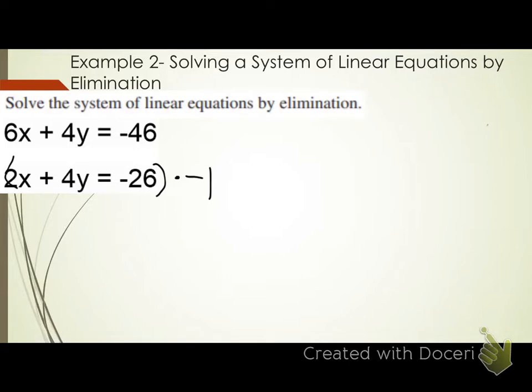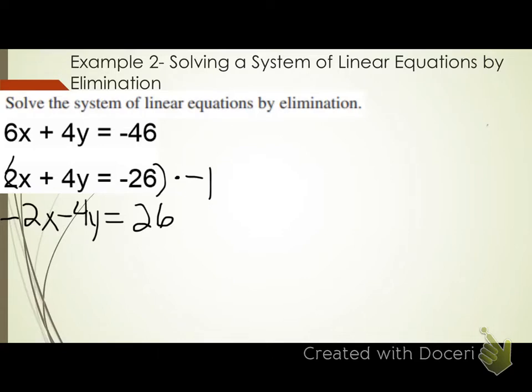Negative 1 times 2x, negative 2x. Negative 1 times 4y, negative 4y. Negative 1 times negative 26, 26. We okay with what we've done? Like I said, we could have multiplied the top by negative 1 if we wanted to as well.